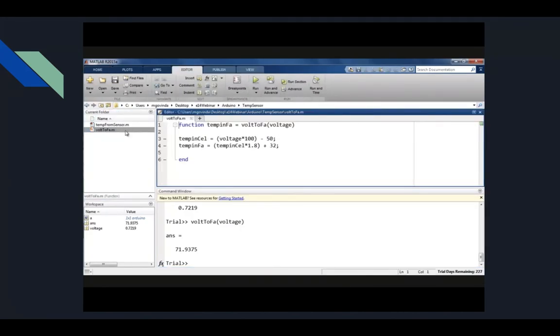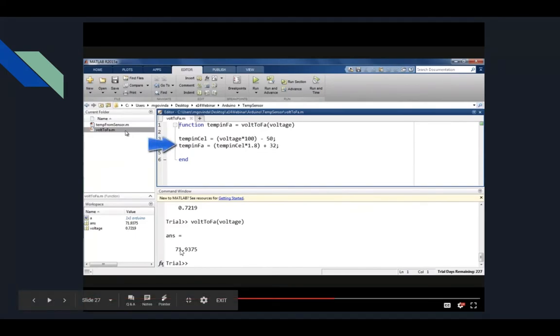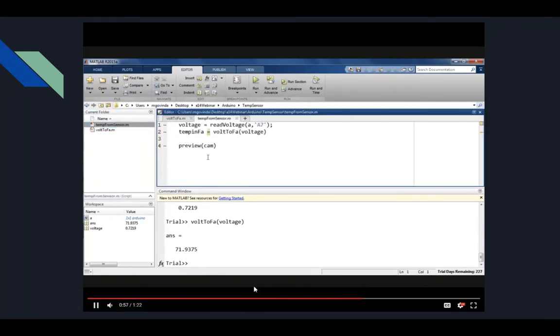First, temperature in Celsius, which is equal to input voltage into 100 minus 50. Second, temperature in Fahrenheit, which is equal to temperature in Celsius into 1.8 plus 32. The answer is calculated after analyzing the mathematical equation. With the help of this mathematical equation, we can calculate the temperature of the human body. Here, no reference temperature is needed, since it is known that if the human body temperature rises above 98 degrees, it is fever.